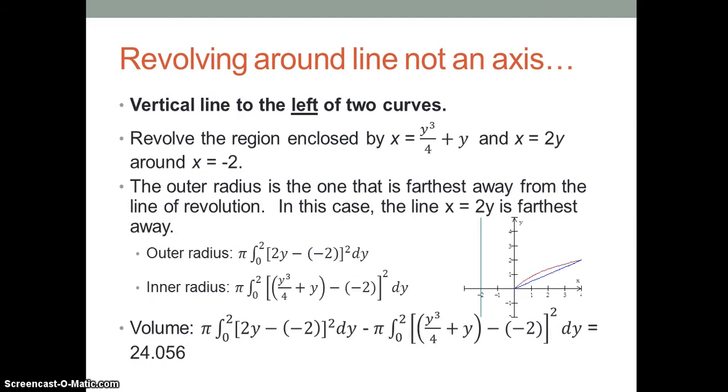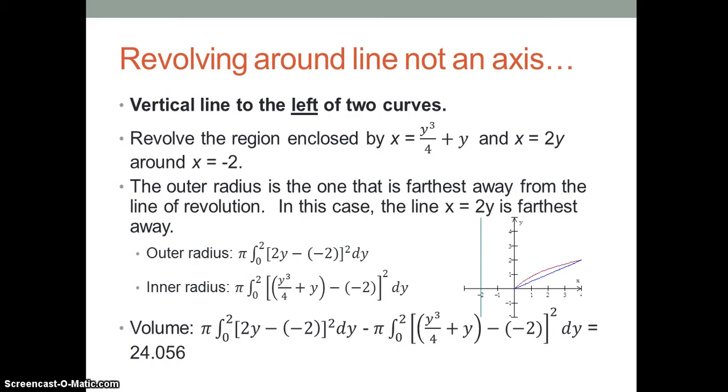If we were to do a vertical line to the left of two curves, our idea is that we want to take our outer radius. In this case, the outer radius would be the line x equals 2y. And we've got another function, x equals y cubed over 4 plus y, which is the red function here. And that's the closest to the line x equals negative 2. So we're revolving the region enclosed by x equals y cubed over 4 plus y, and x equals 2y around x equals negative 2.